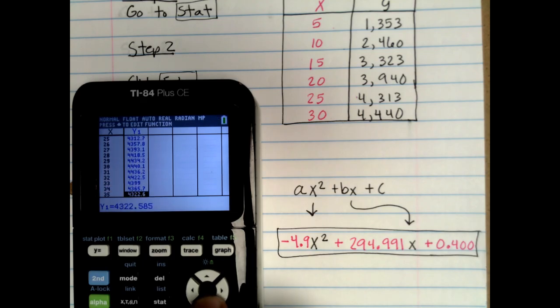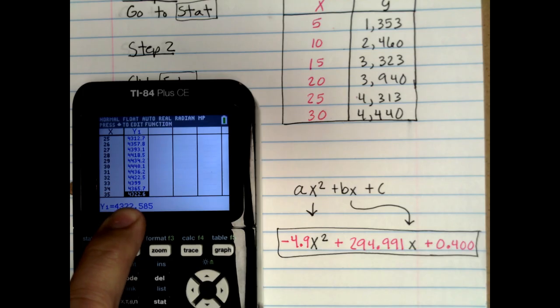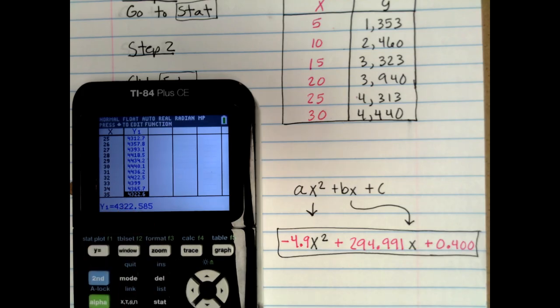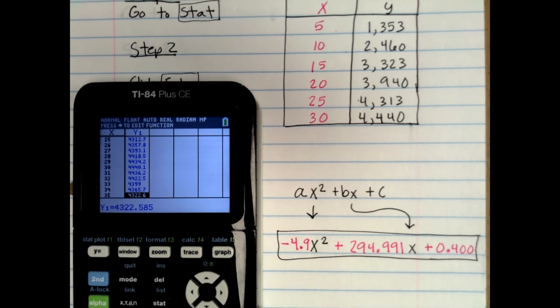So I'm going to go to 35. Let's say that's what it's asked for. And it's the same number, right? 4,322.6. So that's how you create a linear regression based on data that's given to you in a table, and how you can use it to make a prediction for a future outcome.